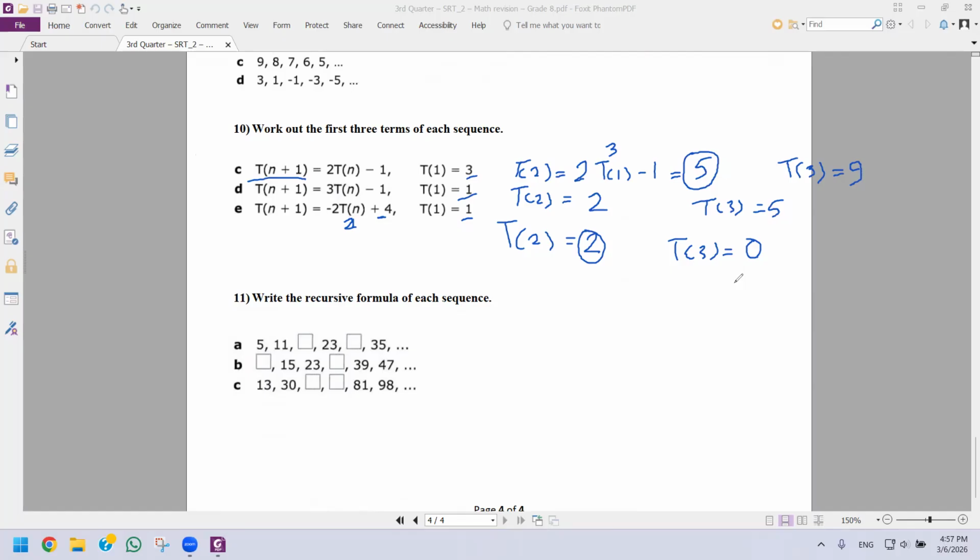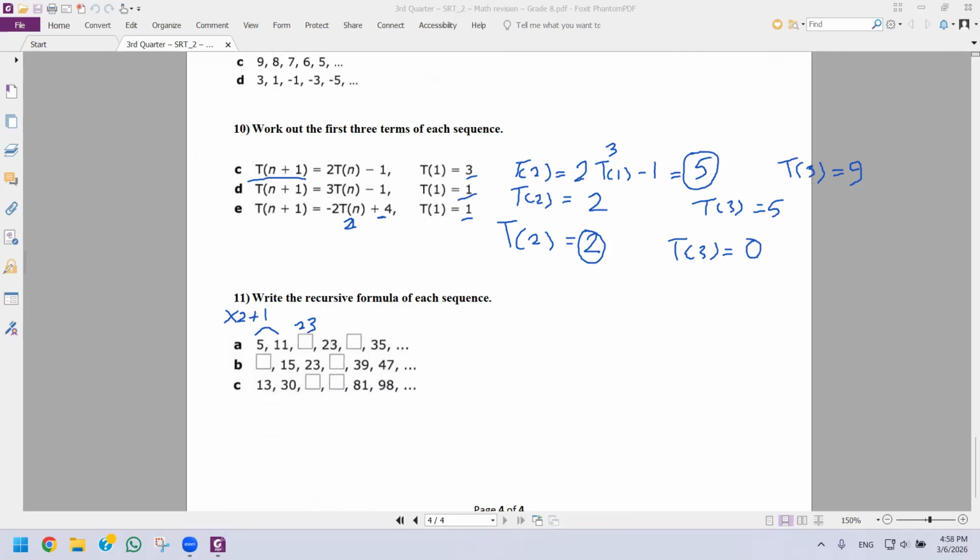Now, the last question says write the recursive formula. This time I need to write the formula, like Tn plus 1 equals something. First, what do I need? I need to know the difference. So here, 5 becomes 11, and then we don't know, and then 23. Let's try, for example, times 2 and then plus 1. 5 times 2, 10, plus 1, 11. Then 11 times 2, 22, plus 1 would be 23.